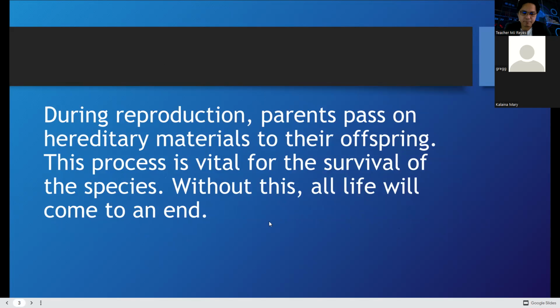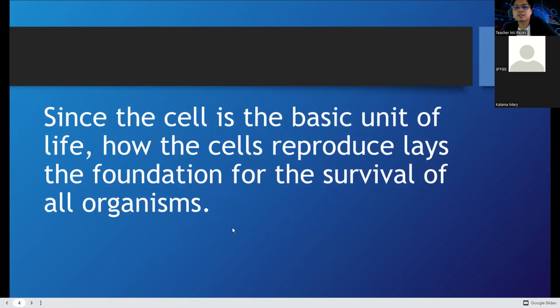Without this, if a particular species cannot multiply, cannot pass the genes to its offspring, or cannot reproduce, the tendency is they will become extinct. Eventually, their species will not survive. Since the cell is the basic unit of life, how cells reproduce lays the foundation for the survival of organisms. We will be talking about cells, and how these cells also reproduce.